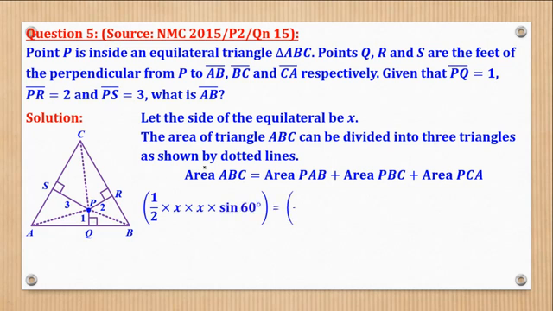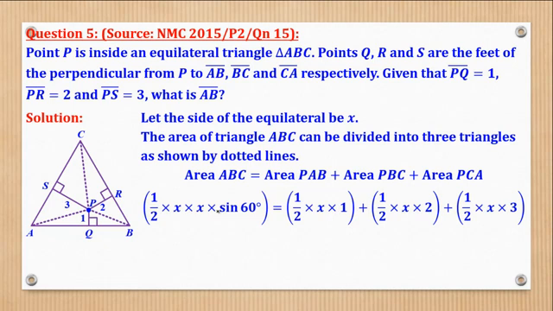So let's substitute area for triangle ABC. It will be a half AB sine theta. I think you remember we said that when you have two sides and an included angle, you can get this area. So in this case, because it's equilateral, this angle is 60, this side is x, this side is x. So it means a half times x sine 60.